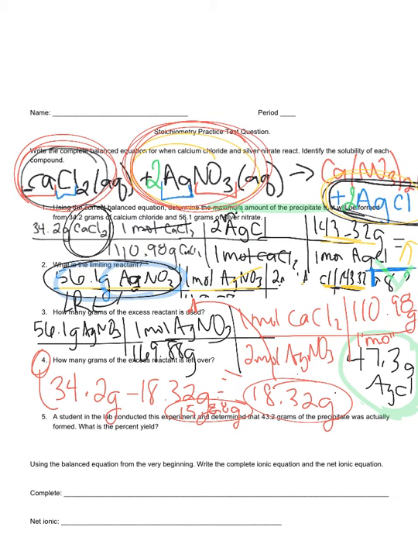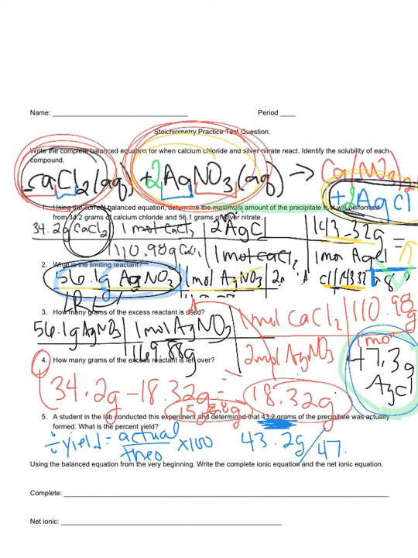Now number 5: a student in the lab conducted this experiment and determined that 43.2 grams of the precipitate was actually formed. What is the percent yield? The percent yield equation is one that's on the back of your periodic table, so you don't have to have it memorized, but it's percent yield equals actual over theoretical times 100. Your actual is given to you right here. This is what happened in the lab, so it's 43.2 grams. You're going to divide by your theoretical, which remember was that 47.3 grams, and multiply that by 100.